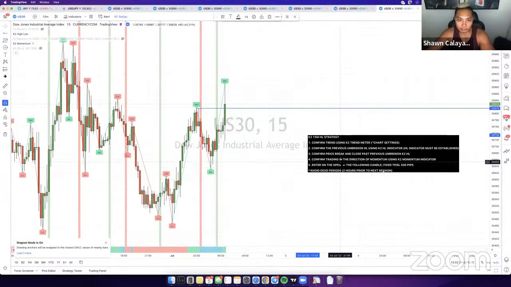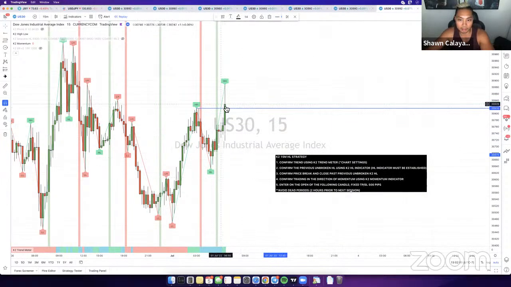Confirm an unbroken high-low. This right here was broken on this candle, but this would be the entry candle, so this doesn't matter. But before that, no, it hasn't been broken, right? It's okay if it's tested, but it just can't be broken. Like it can't be wicked off or anything like that. So first requirement met, second requirement met, third requirement, confirm break and close past the unbroken high.